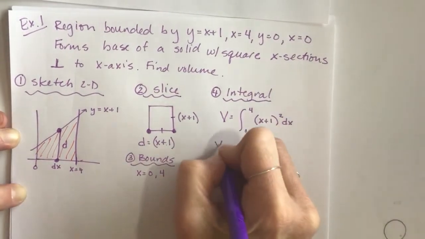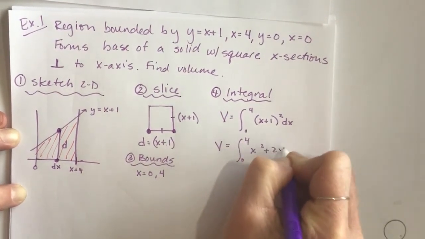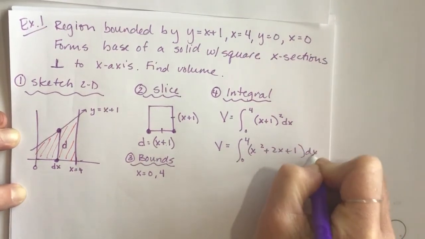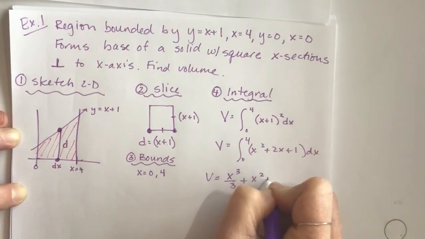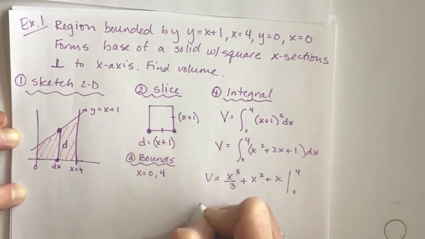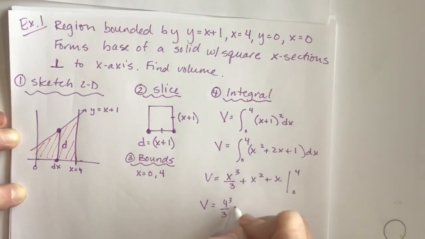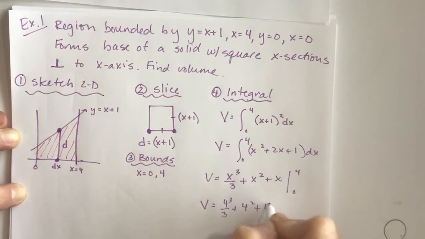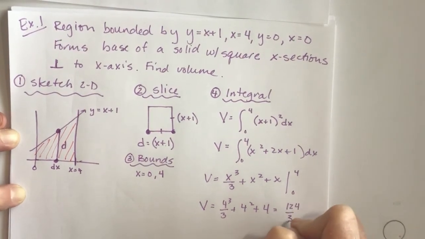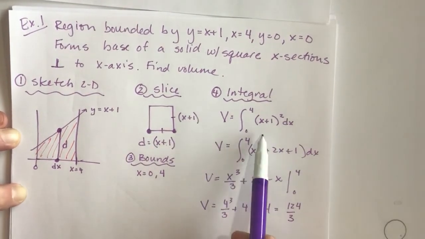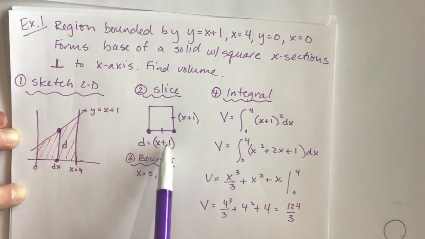Okay? The easiest way, I think, to do this one is to just multiply it out. So x squared plus 2x plus 1 dx, and we get x cubed over 3 plus x squared plus x, from 0 to 4. And our final step is plugging in. So 4 cubed over 3 plus 4 squared plus 4 is equal to 124 over 3. Notice there's no pi r squared here because our cross section is a square, so it's just d times d.